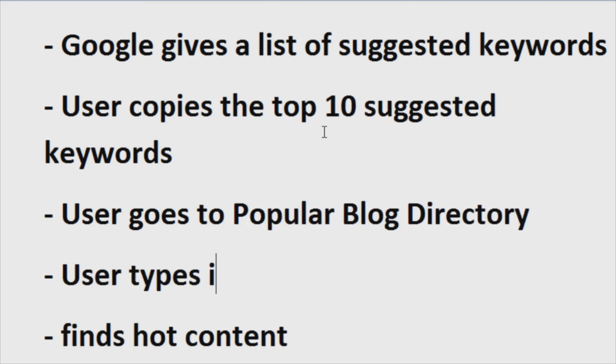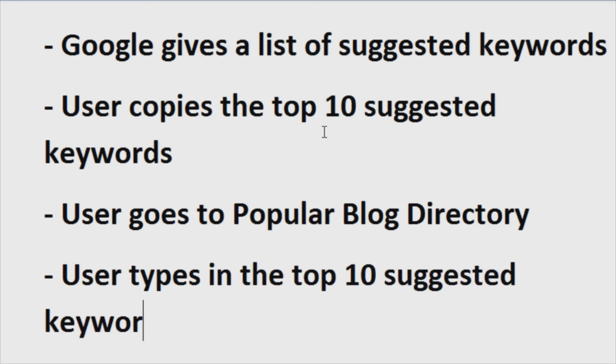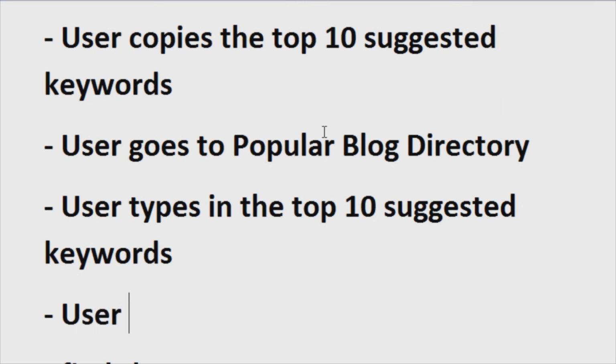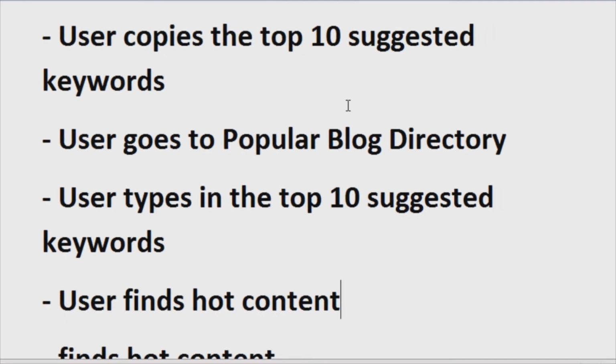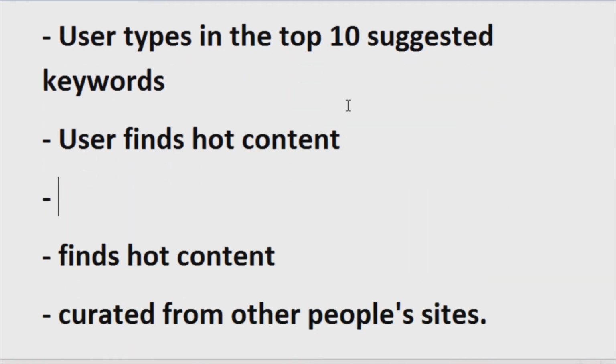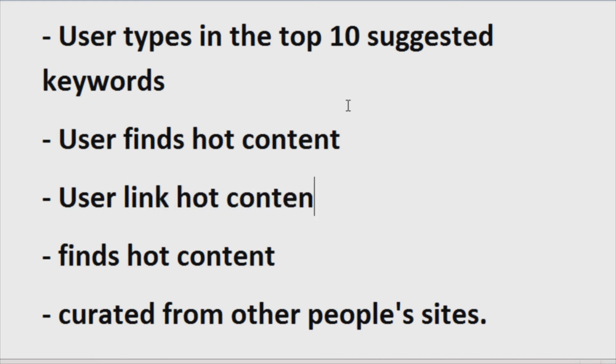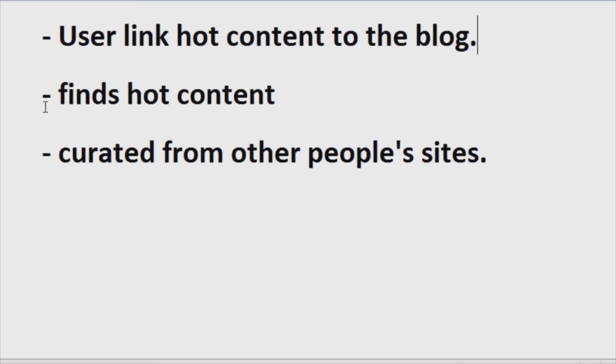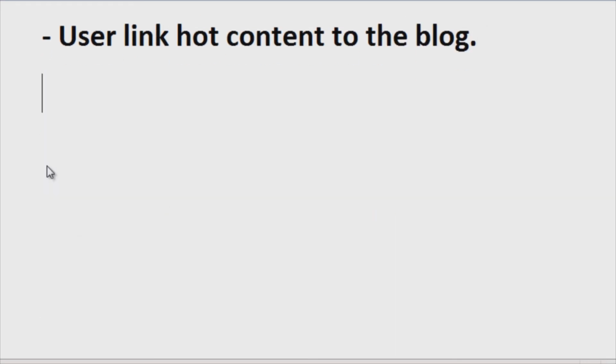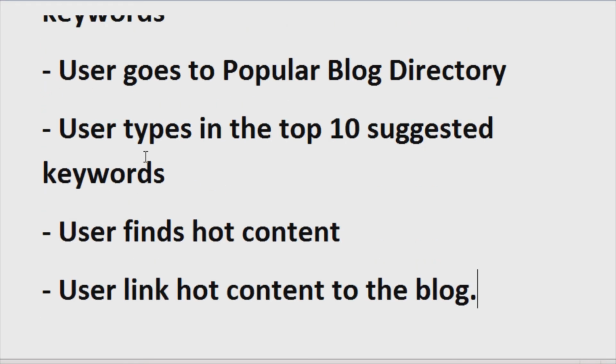The user then types in the top 10 suggested keywords, and then the user finds hot content. And normally the user would link hot content to the blog. And that's basically the process of finding hot content. So that's the process right here.